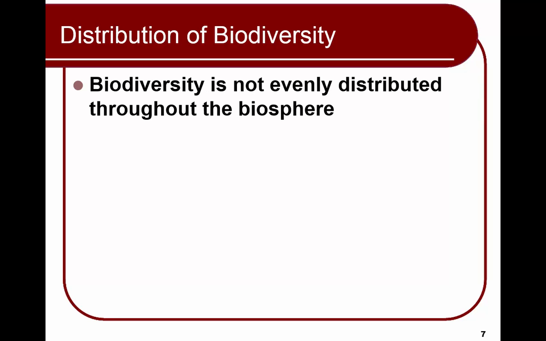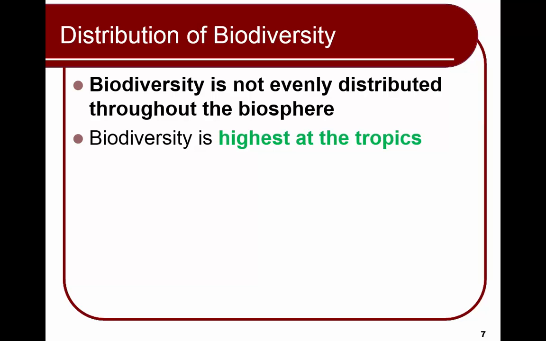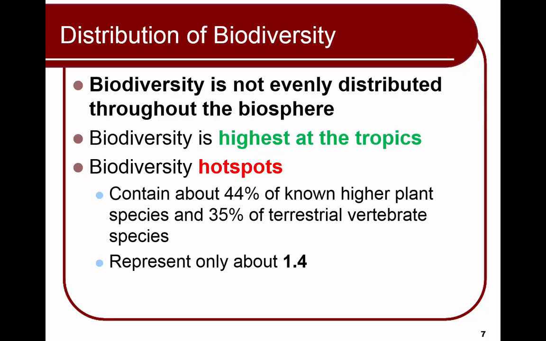But it's important to remember that it's not evenly distributed throughout the biosphere. It is higher in tropical areas where they have warm, moist weather with a long, forever growing season. The hot spots, which are only about 1.4% of our Earth's land area, include the Great Barrier Reef as an example. Madagascar is another example of a hot spot, and the Cape of South Africa.